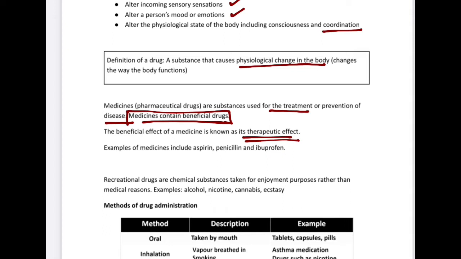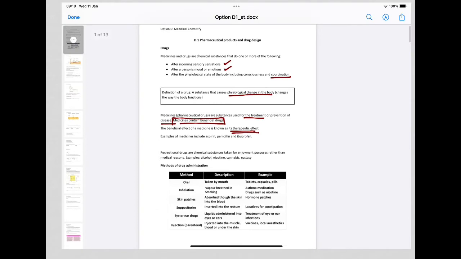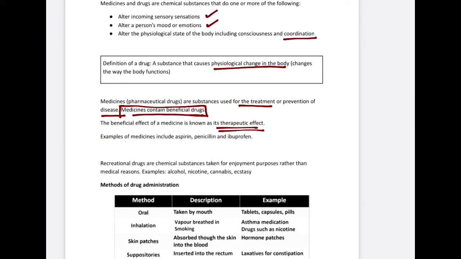And then you have recreational drugs, which are substances taken for enjoyment purposes. And they are usually associated with a more negative connotation. So, example, alcohol, nicotine, cannabis, ecstasy. In this topic, we'll be looking at the terms medicine and drugs interchangeably. So they will mean the same thing in this topic.